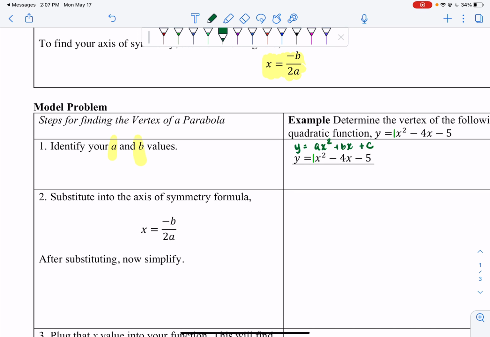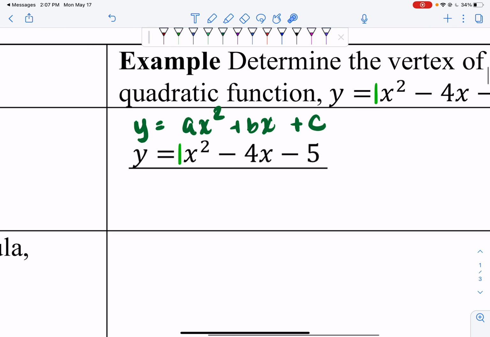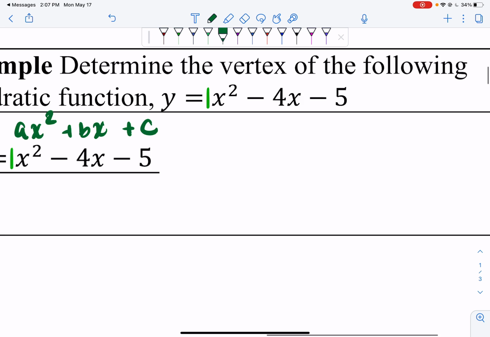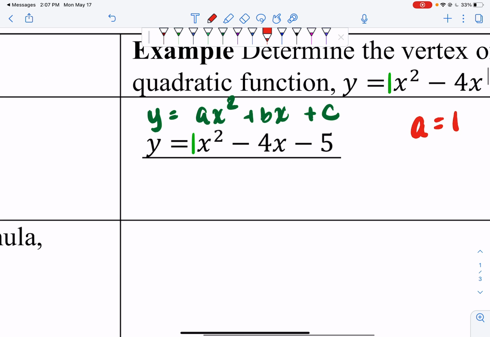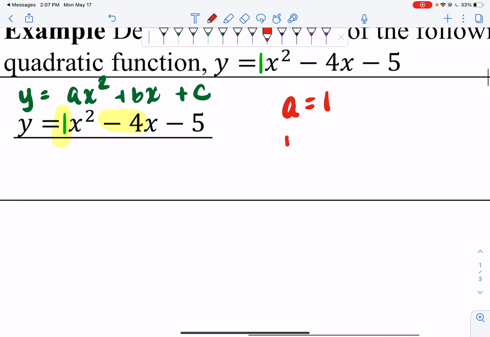If you look, the number attached to my x squared is my a, and in this case, the number attached to my x squared is a 1. So I can say a equals 1. Now the b value is attached to my x, and the number attached to my x is a negative 4. So I can say b equals negative 4.